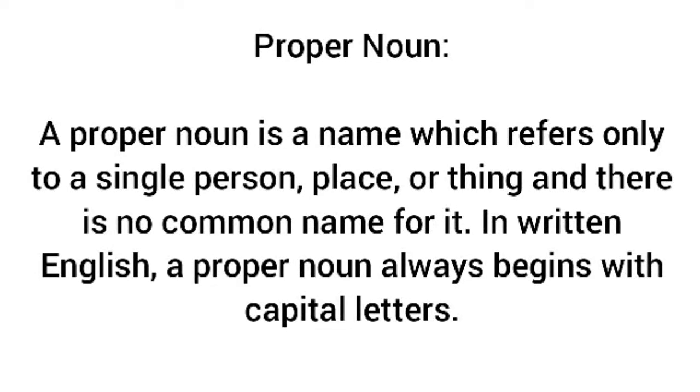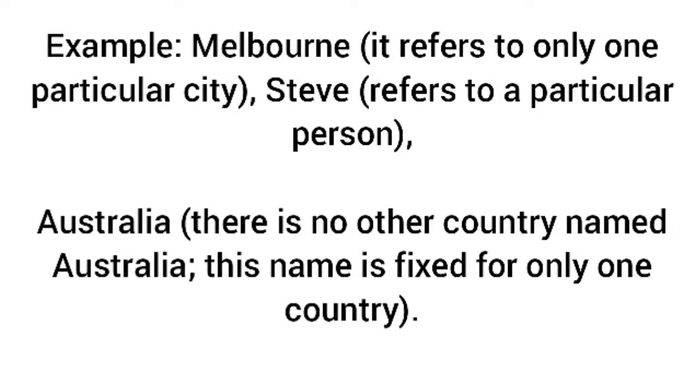Now let us look at proper nouns. A proper noun is a name which refers only to a single person, place, or thing, and there is no common name for it. In written English, a proper noun always begins with a capital letter. Example: Melbourne. It refers to only one particular city. Steve refers to a particular person's name. Australia. There is no other country named Australia. This name is fixed for only one country.